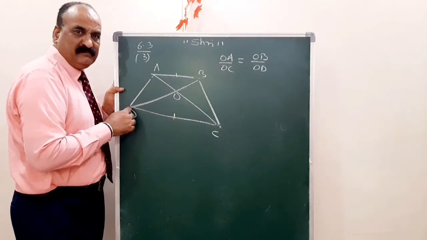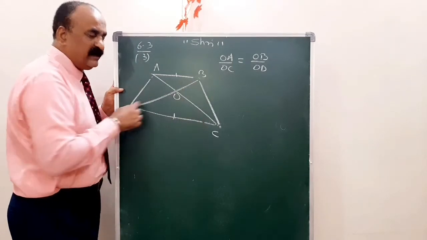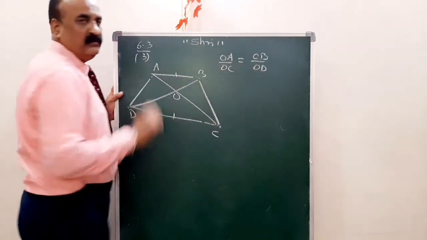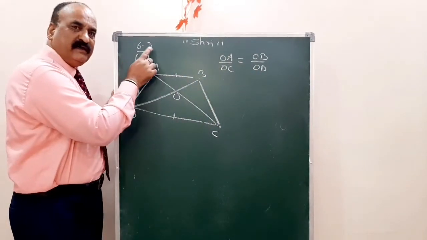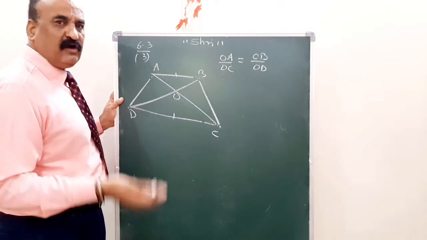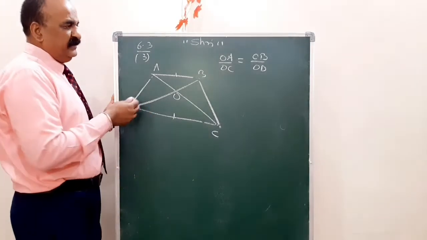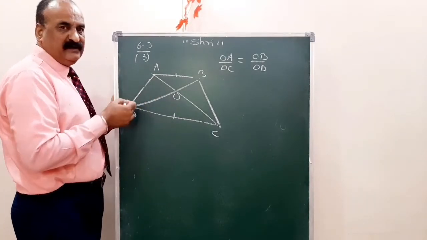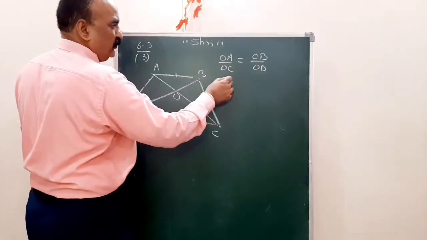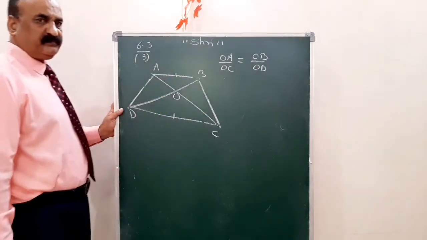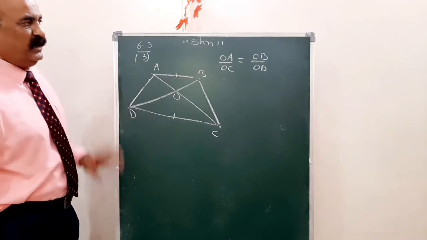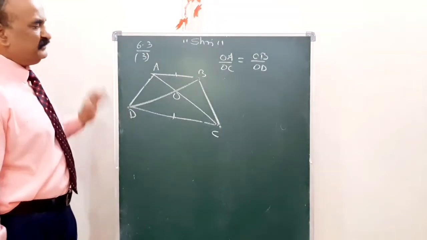ABCD is a trapezium in which AC and BD are diagonals. What you have to show? OA upon OC is equal to OB upon OD. This is question number 3 of your exercise 6.3. I hope that in my previous lecture all the questions are clear to you. By the concept of similarity, you have to show that OA upon OC is equal to OB upon OD. This is a very good question.